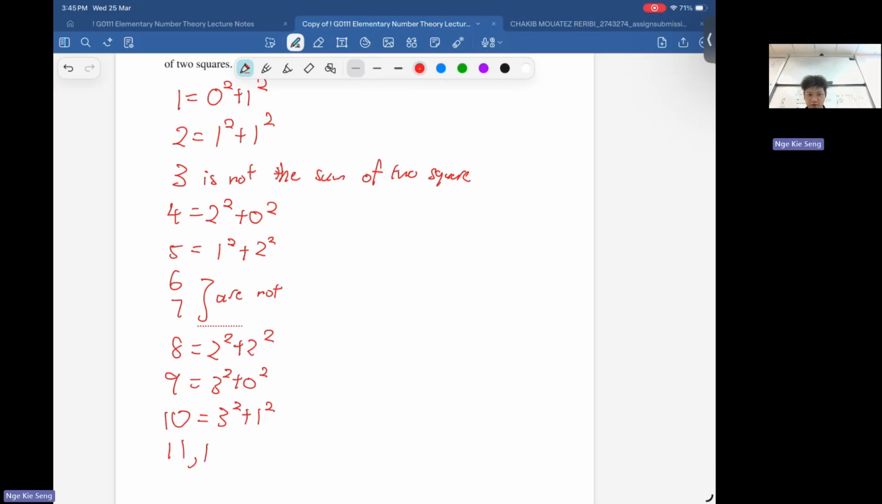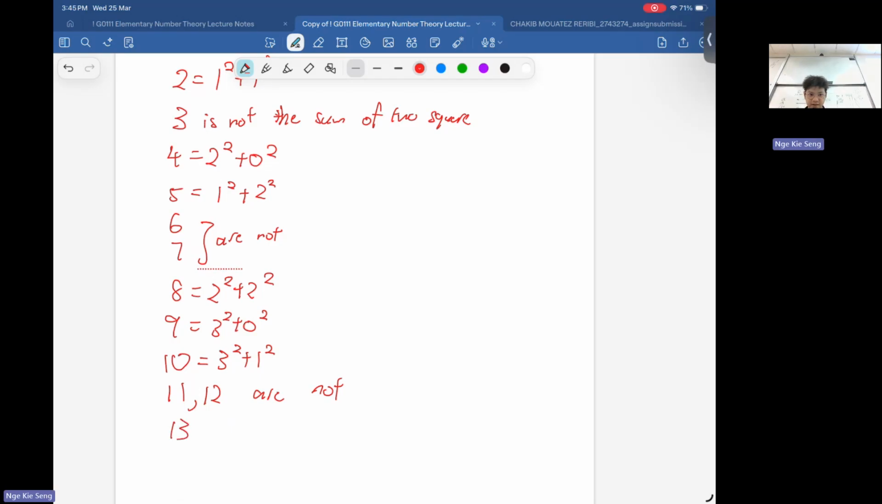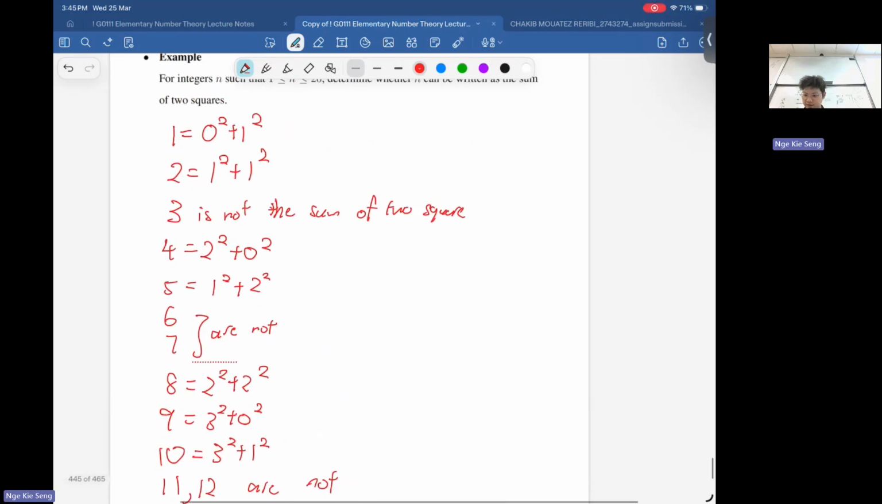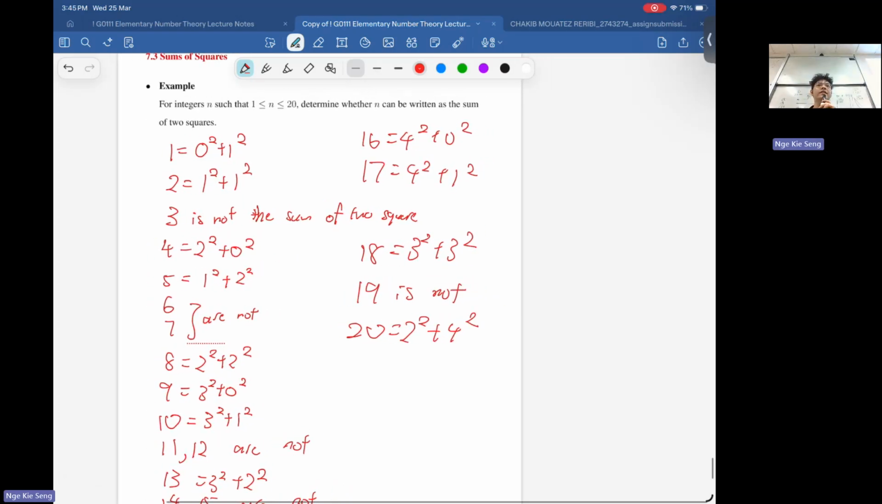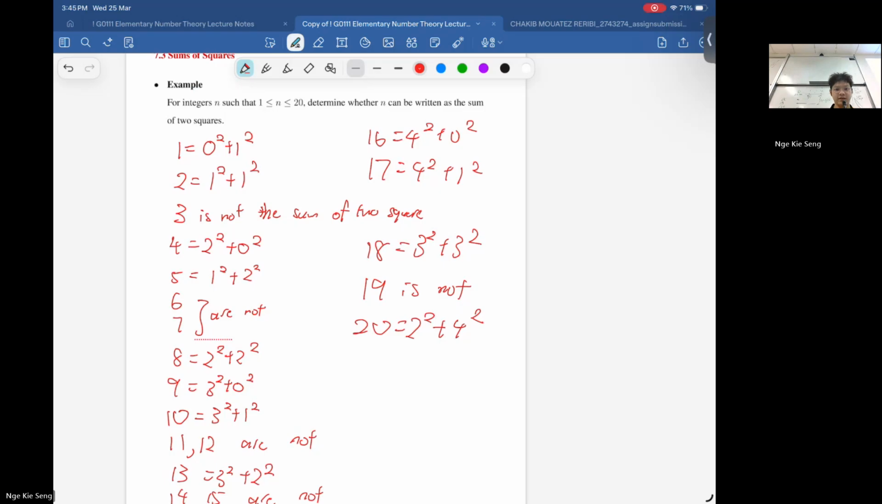And 11, 12 are not. 13 is 3 square plus 2 square. 14, 15 are not. 16 is 4 square plus 0 square. 17 is 4 square plus 1 square. 18 is 3 square plus 3 square. 19 is not. And then 20 is 2 square plus 4 square. Okay? So far? Okay.